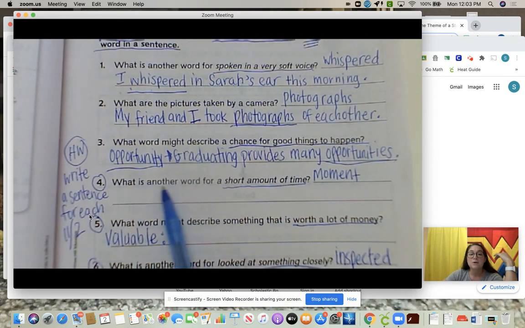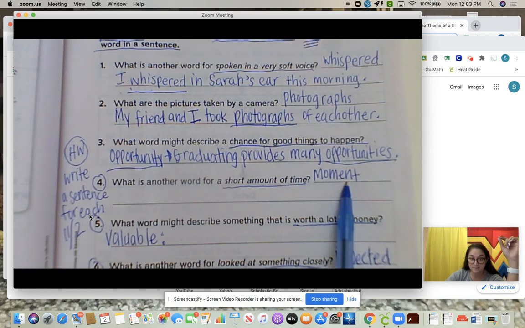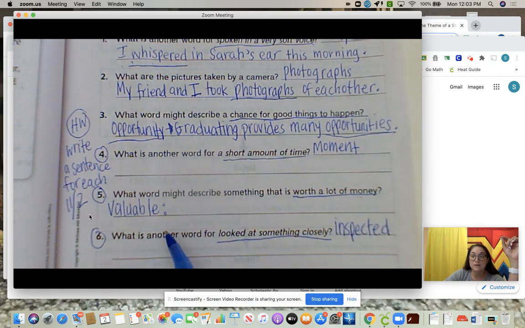Number 4, what is another word for a short amount of time? Moment. A moment is a small amount of time, a short amount of time. Then you need to write your sentence for homework with moment. What word might describe something that is worth a lot of money? Valuable. When something's valuable, it means it's worth a lot. So write a sentence with valuable.